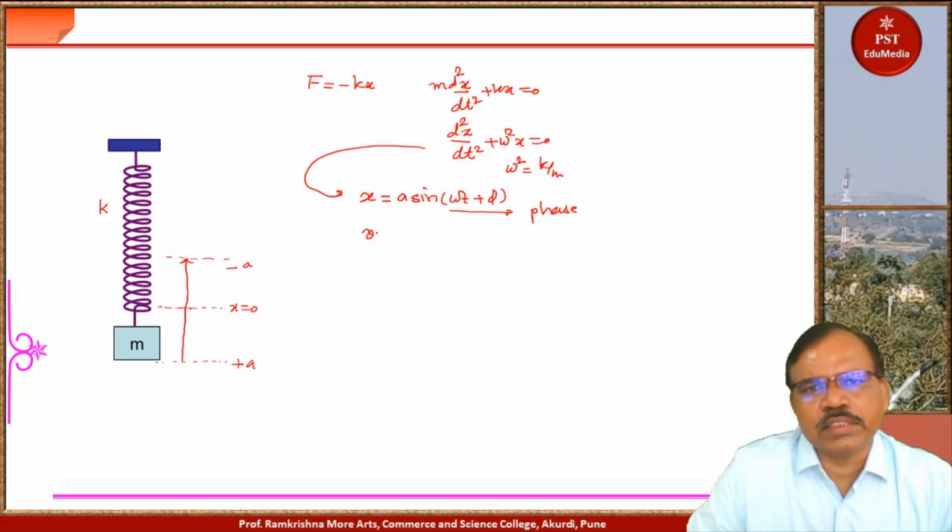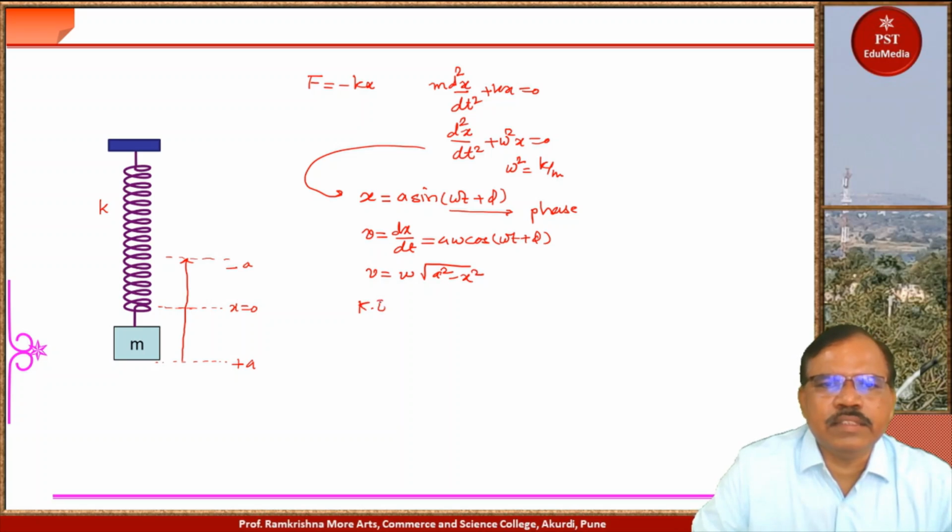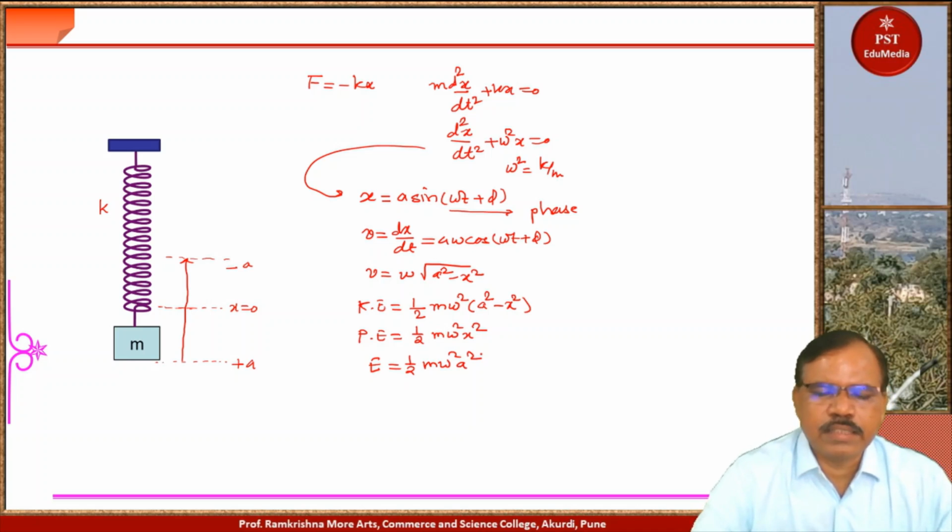Now here we get velocity, that is dx by dt, equal to a omega cos(omega t plus phi). So velocity is omega under root a square minus x square. Similarly, kinetic energy is 1/2 mass into velocity square, so it comes out to be 1/2 m omega square (a square minus x square). And potential energy is 1/2 m omega square x square. And total energy is 1/2 m omega square a square. So total energy is constant.